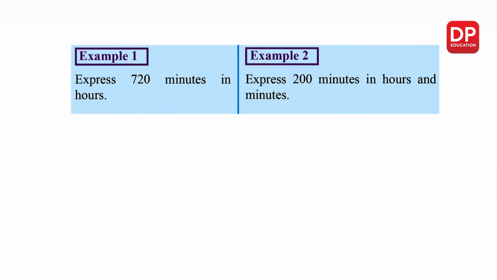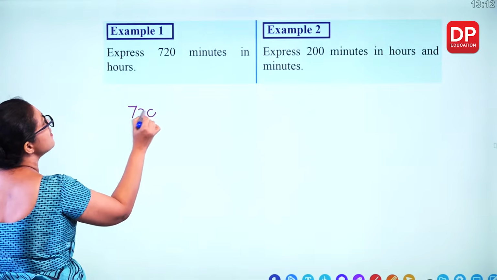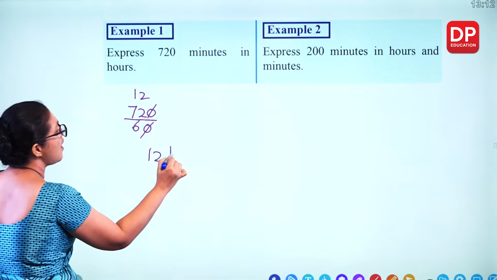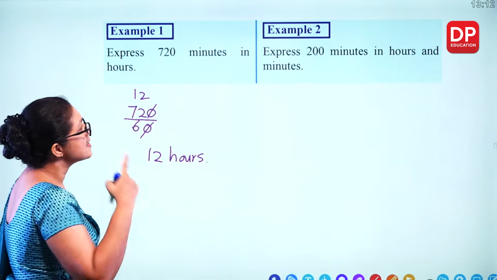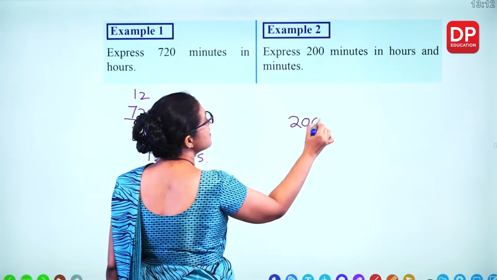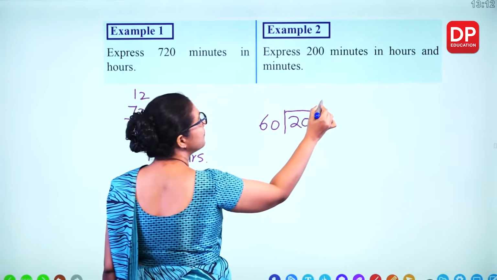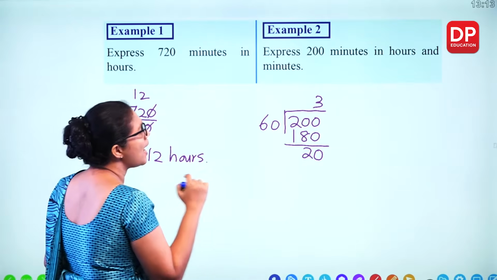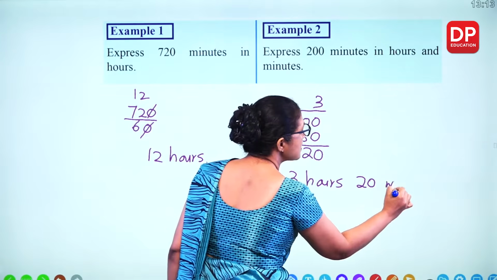Example number 1. Express 720 minutes in hours. Now other way around. You have to divide by 60. You get 6 times 1, 6 and 2, 12 hours. 200 minutes in hours and minutes. So divide by 60 and see the remainder. 60 times 3, 180. And 20 remaining. So how we write down the time? 3 hours and 20 minutes.